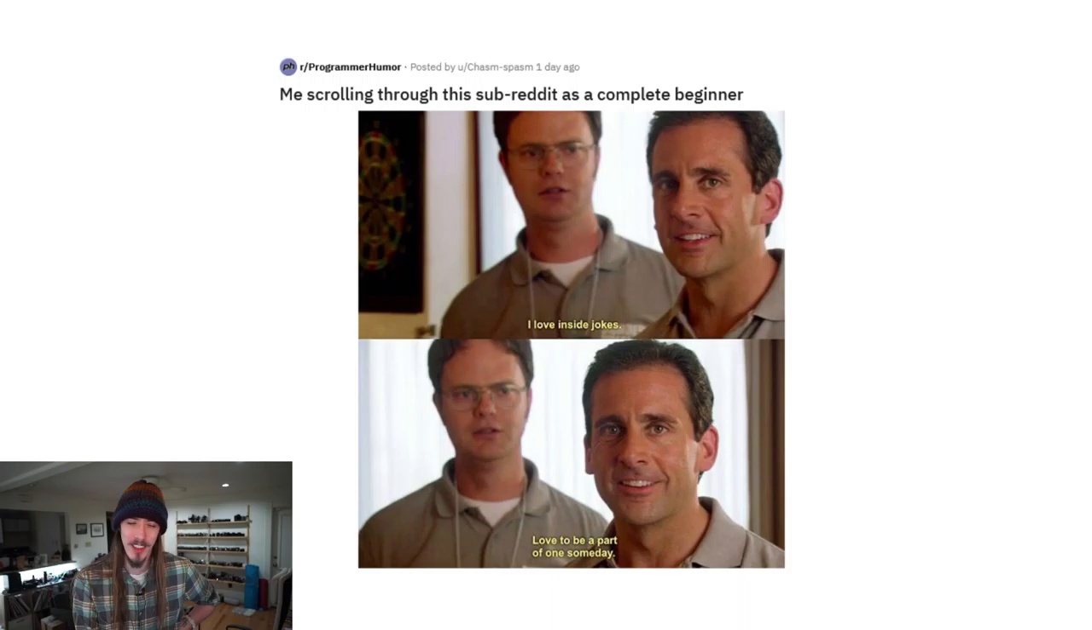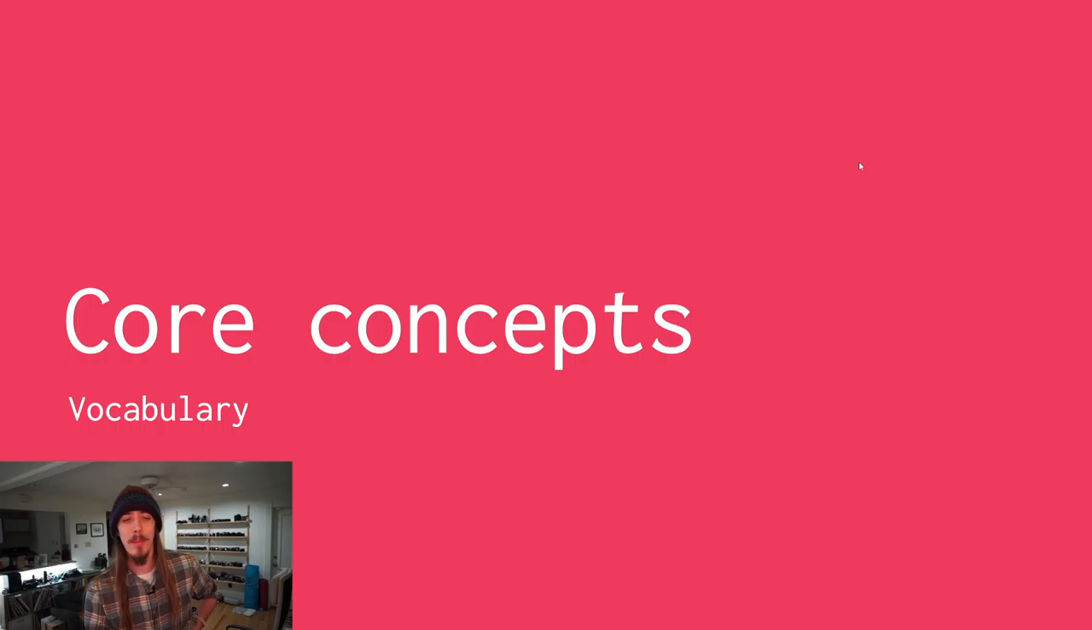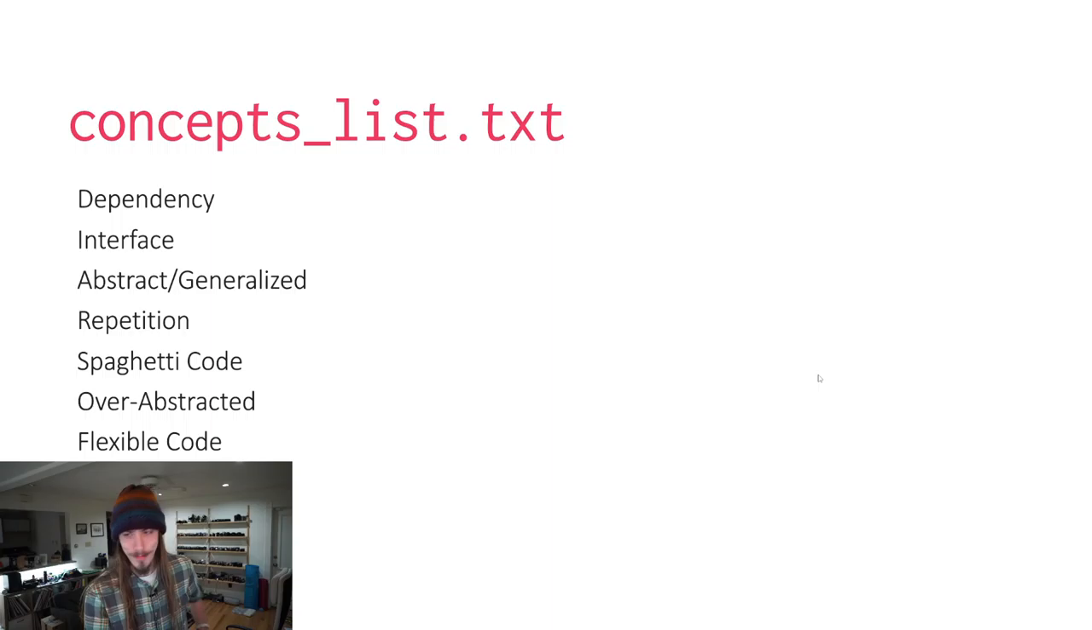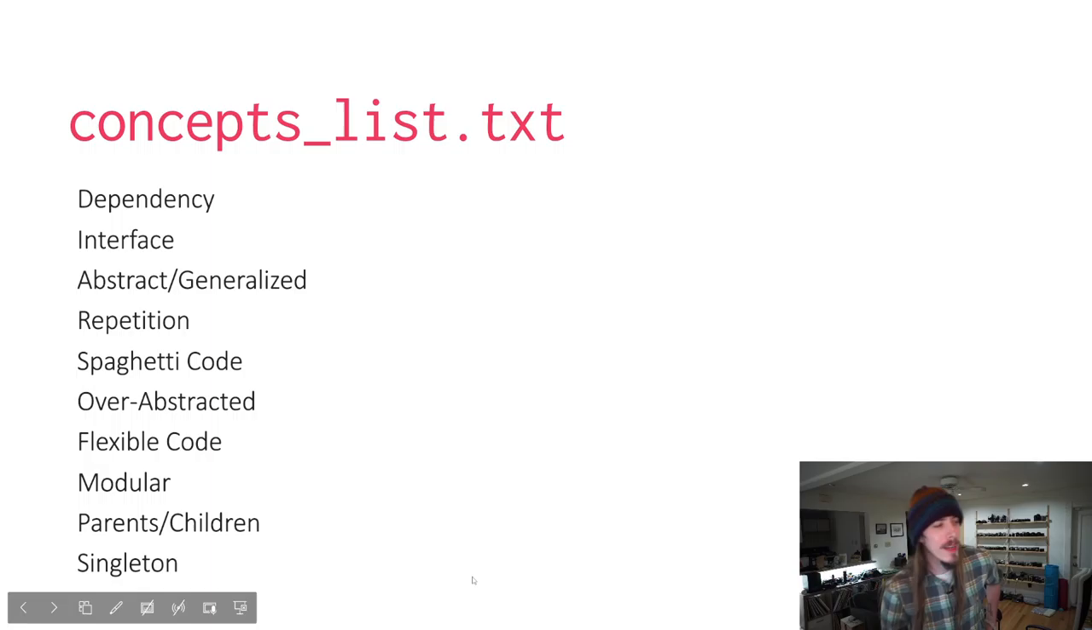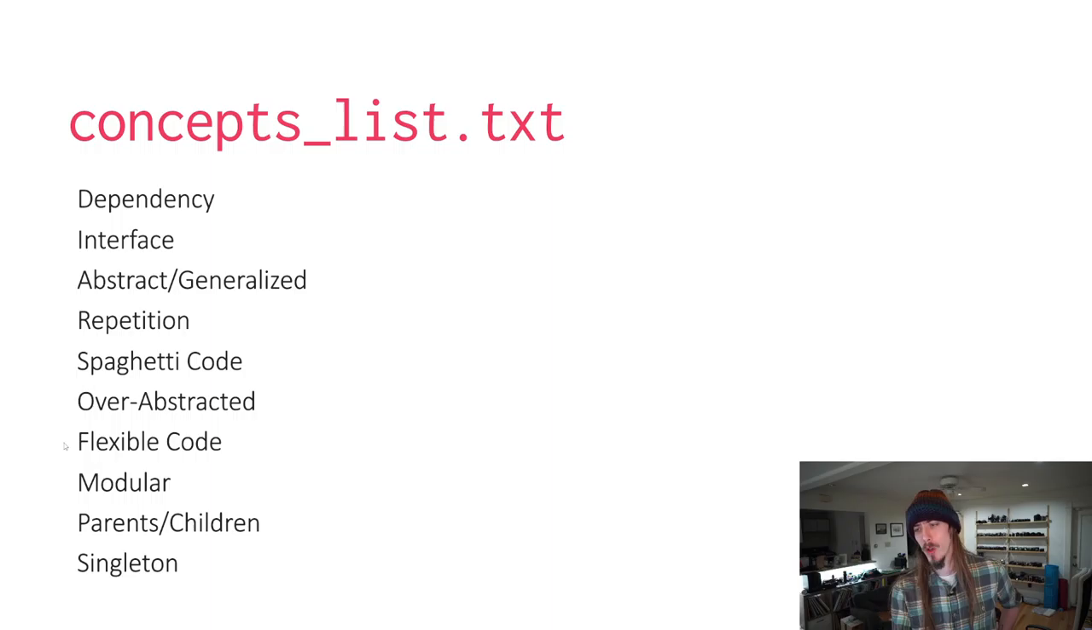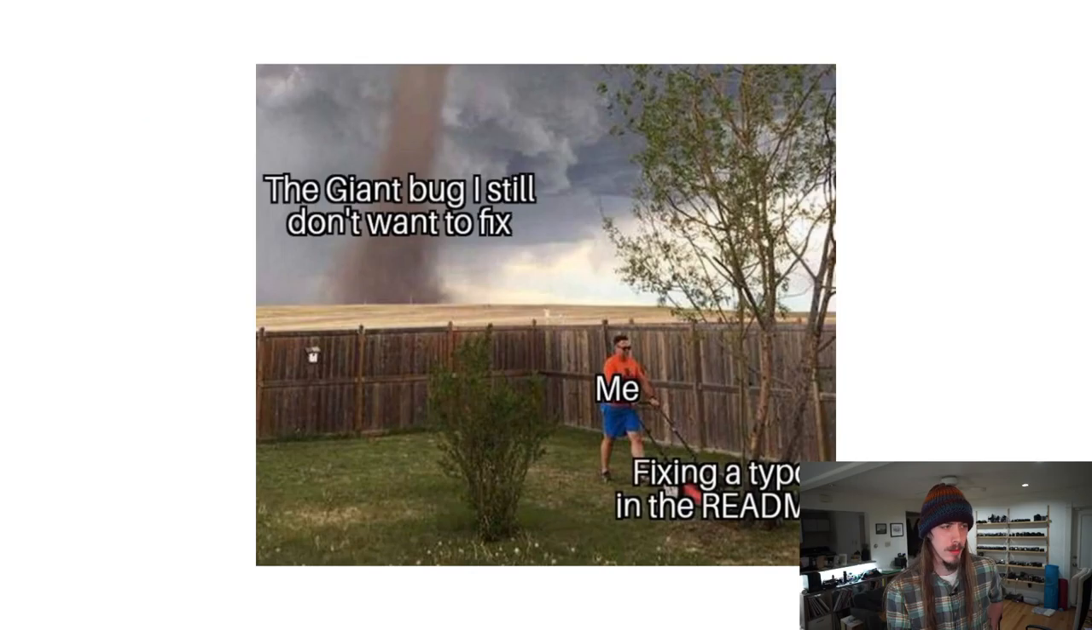Core concepts, vocabulary. Basically, yeah, we're going over vocab. This is the vocab we're going over: dependencies, interfaces, generalization, repetition, spaghetti code, over abstraction, flexible code, modular, parents and children, singletons. Where's my mouse? The memes are just like me taking a coffee break. How about that?